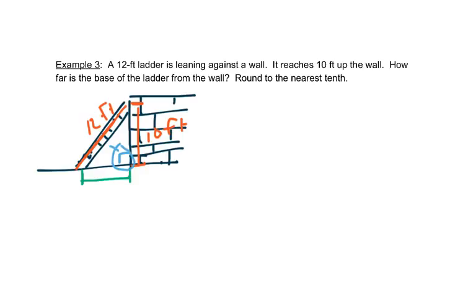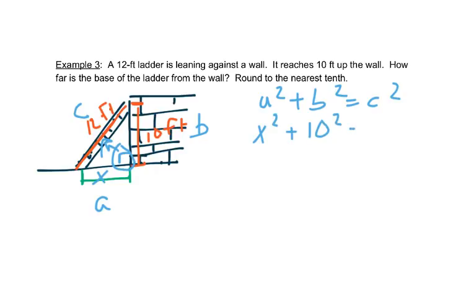So here's our right angle. We go straight across. That means this has to be C. The other two sides can be our A and our B. This is what we don't know, so we'll call that X. So we have A squared plus B squared equals C squared. When we put in our numbers, we have x squared plus 10 squared equals 12 squared.